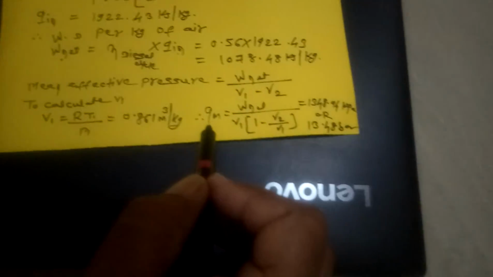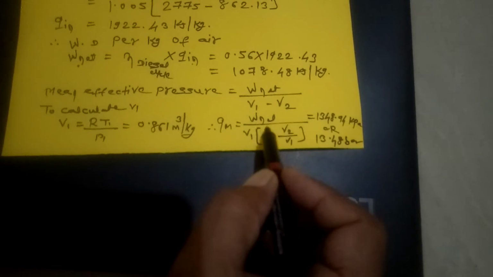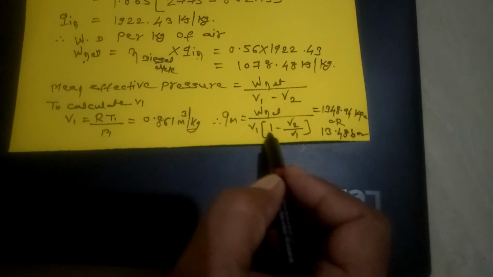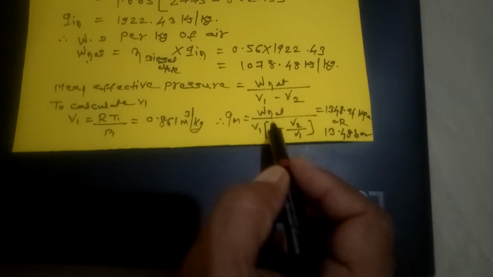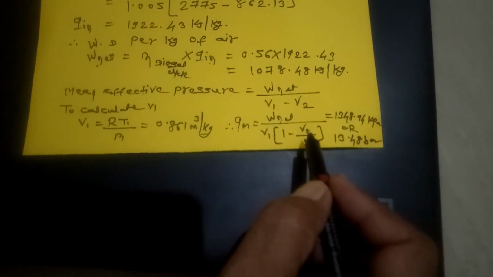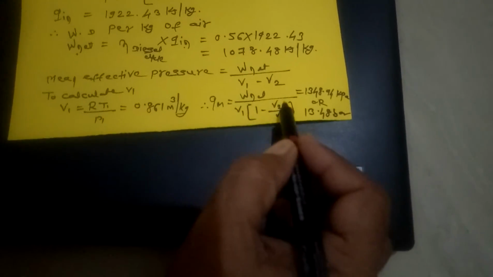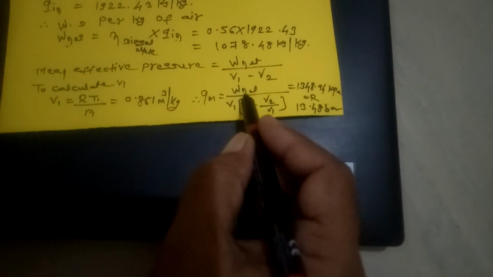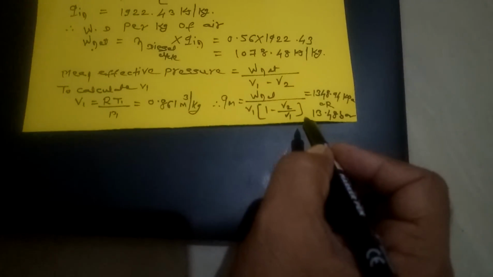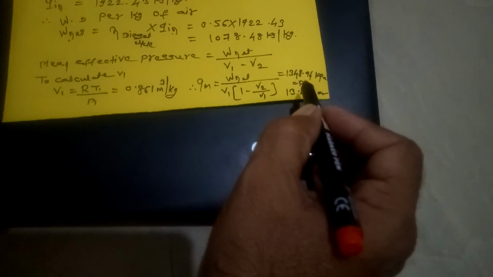So to calculate the mean effective pressure, W net divided by V1 minus V2. So keep V1 outside the bracket and simplify this term. So V1 in bracket 1 minus V2 by V1. V2 by V1 is nothing but the reciprocal of the compression ratio. So by simplifying this formula, we will get the value of mean effective pressure, and that comes 13.48 bar or 1348.94 kilopascal.